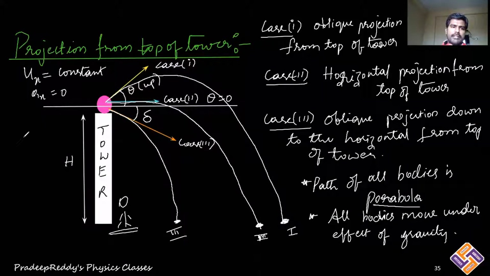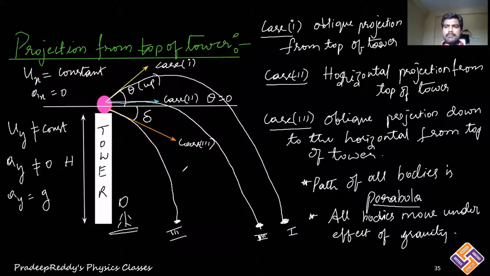But what about velocity along y direction? This is not constant, because acceleration along y direction is not equal to 0. Acceleration along y direction is equal to acceleration due to gravity, that is g. Therefore, in all these cases, horizontal velocities will remain the same, but vertical components will change.